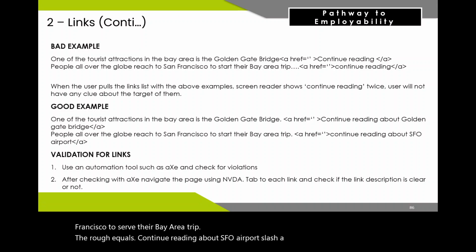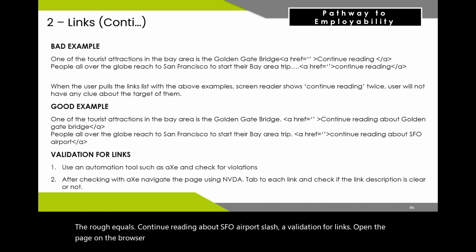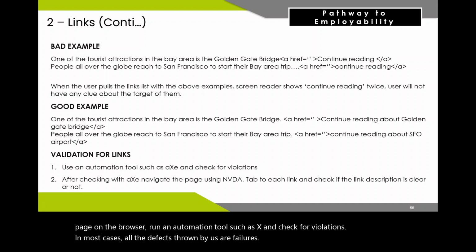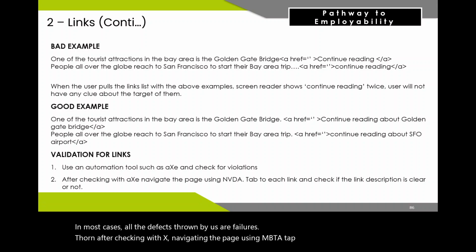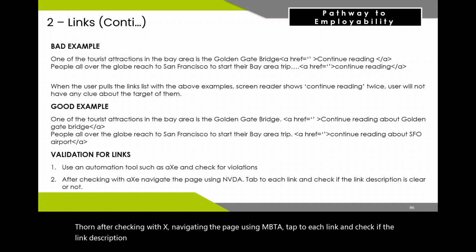Validation for links. Open the page on the browser. Run an automation tool such as X and check for violations. In most cases, all the defects thrown by X are failures. After checking with X, navigate the page using NVDA. Tab to each link and check if the link description is clear or not.